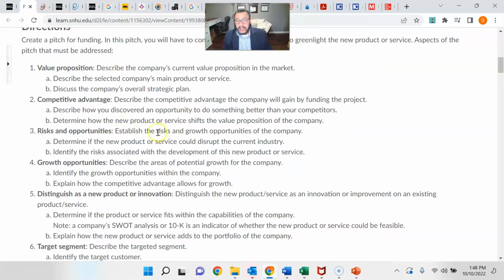Risks and opportunities. Establish the risks and growth opportunities of the company. So determine if the new product or service would disrupt the current industry. Here's the thing. I've had students, when I taught this class in the previous section, say, no, it won't disrupt the industry. The industry will be just fine. If you're innovative, you want it to disrupt the industry. Disrupting the industry is good.